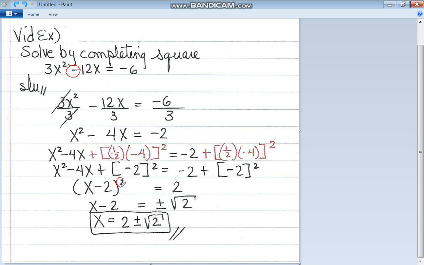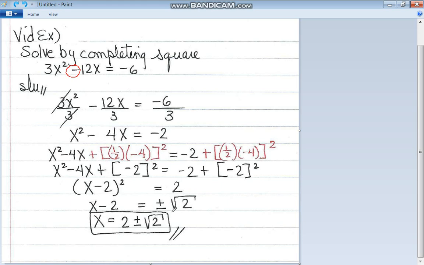Now let's get rid of the exponent 2 by taking plus or minus the square root of both sides. So we get x minus 2 equals plus or minus the square root of 2. Now just isolate the x to finish up. By adding 2 to both sides, you get both answers. X equals 2 plus or minus the square root of 2.